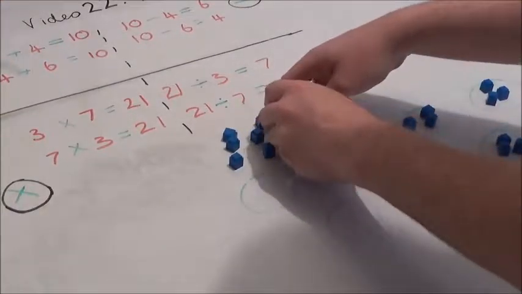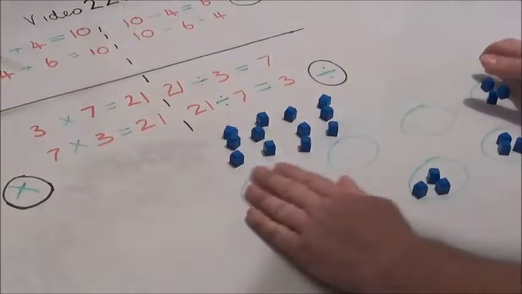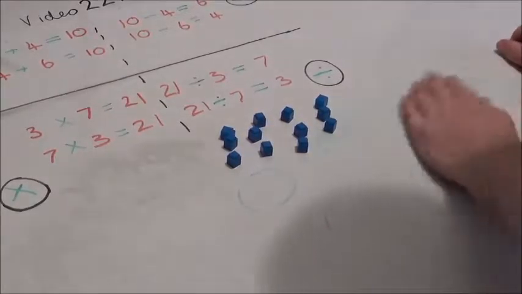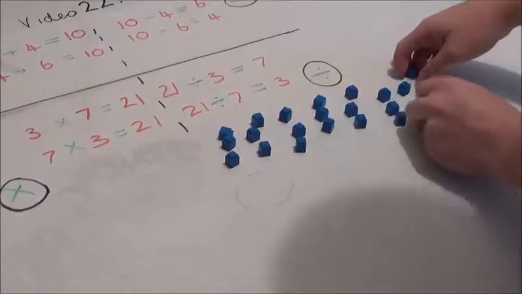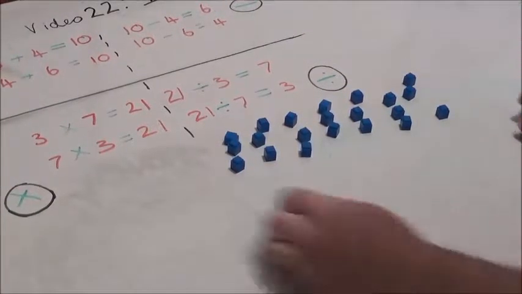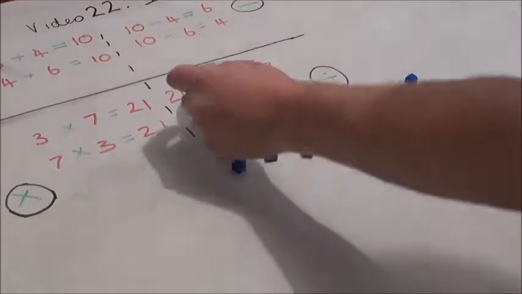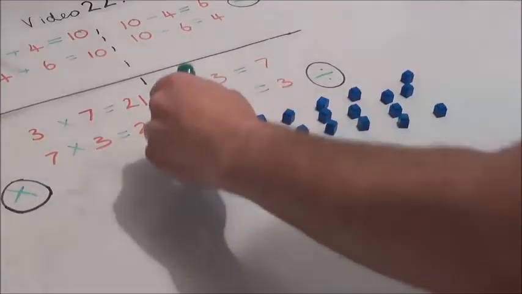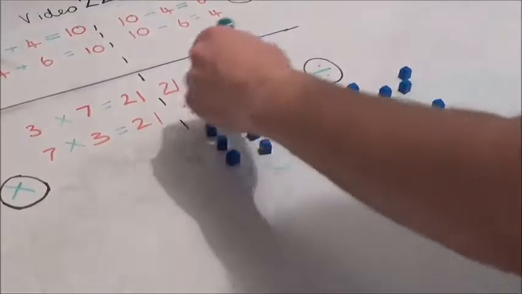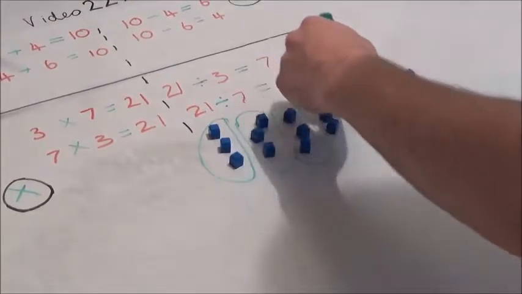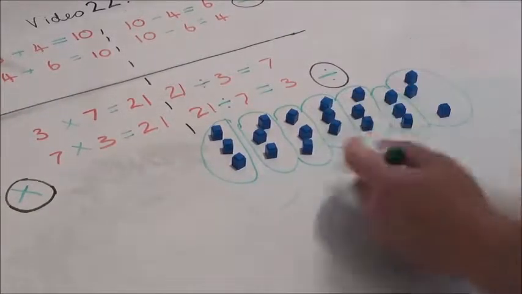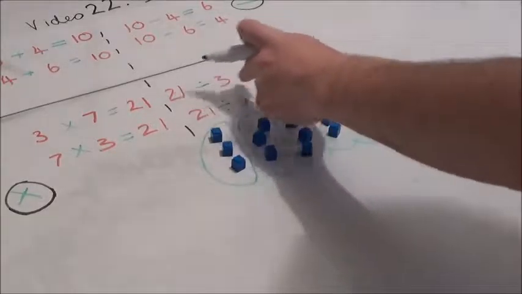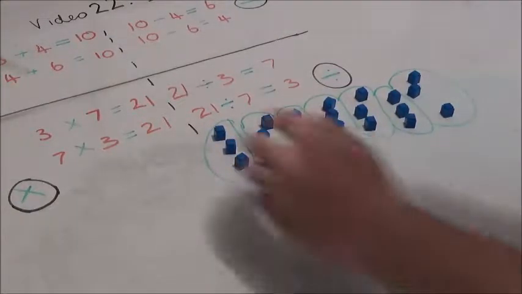Not forgetting, that's if we're sharing. We don't always have to share. We could group. So if I had them here, I could group them in groups of 3. 1, 2, 3, 4, 5, 6, 7. 21 divided by 3 equals 7.